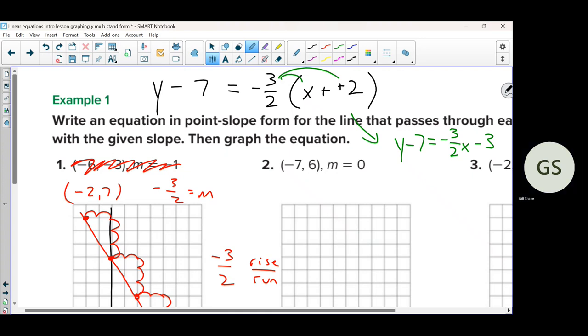Good hash marks. It's not fixing it yet. That's why you don't go straight to these. You have to do this. You have to figure out the slope from that, which is that formula there, and then again.